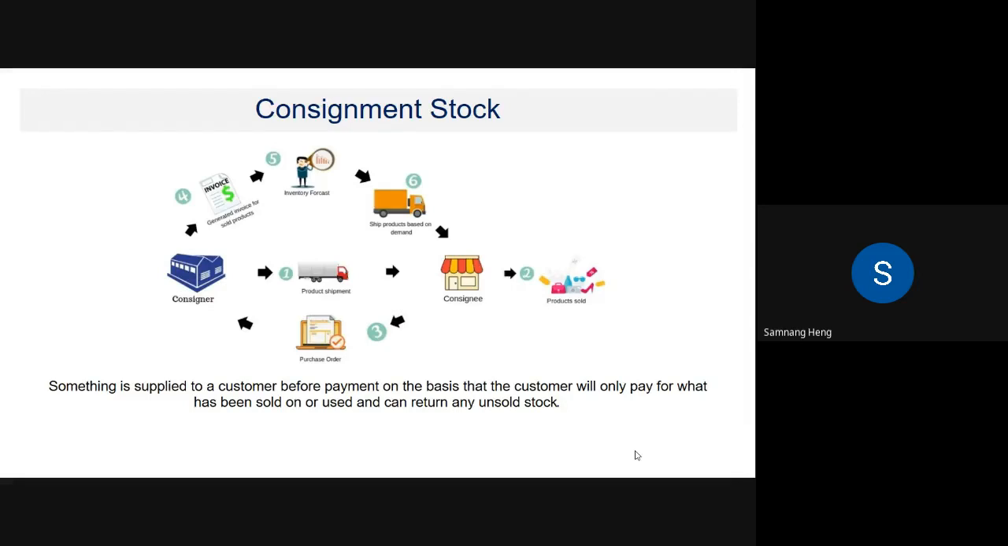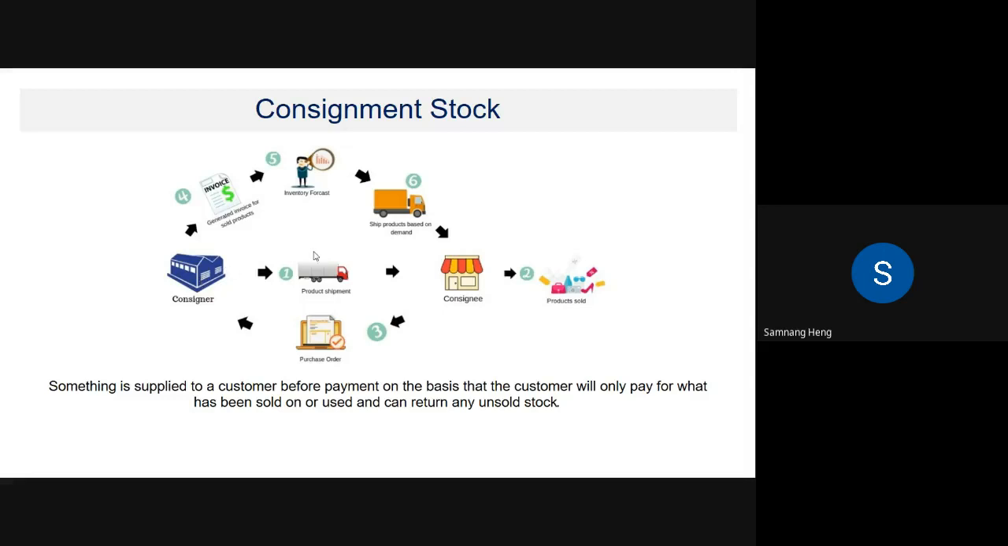Yeah, we talk about consignment stock today. So based on the picture, look at here, the consignor means our warehouse. Then we look at number one, product shipment to the customer, the vendor here. And number two, let's just make it straight. Consignment is kind of an agreement between the supplier and the buyer.